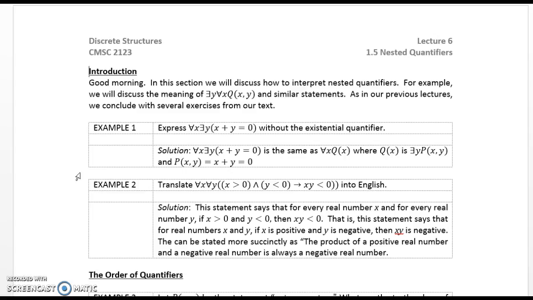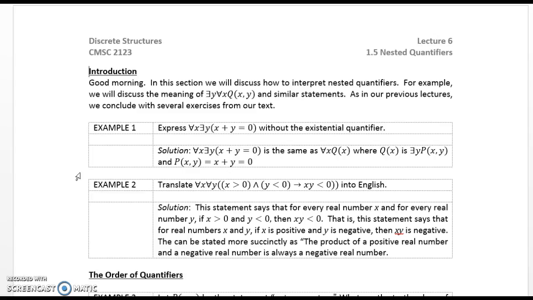Example 1. Express "for all x there exists y, x plus y equals 0" without the existential quantifier. Solution. "For all x there exists y, x plus y equals 0" is the same as "for all x, Q of x," where Q of x is "there exists y, P of xy," and P of xy is "x plus y is equal to 0."